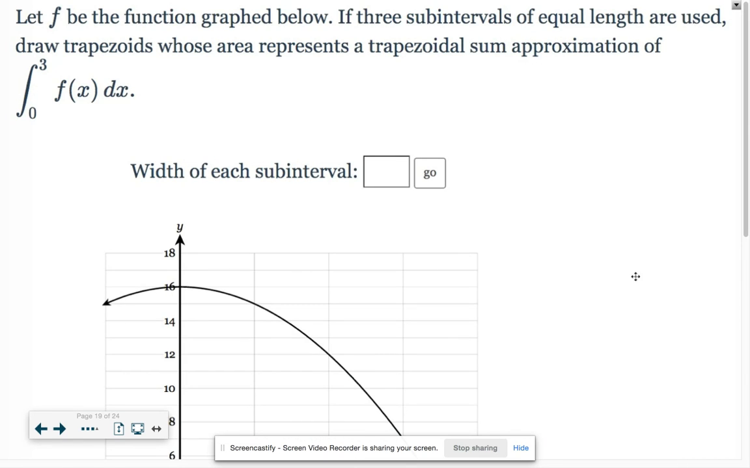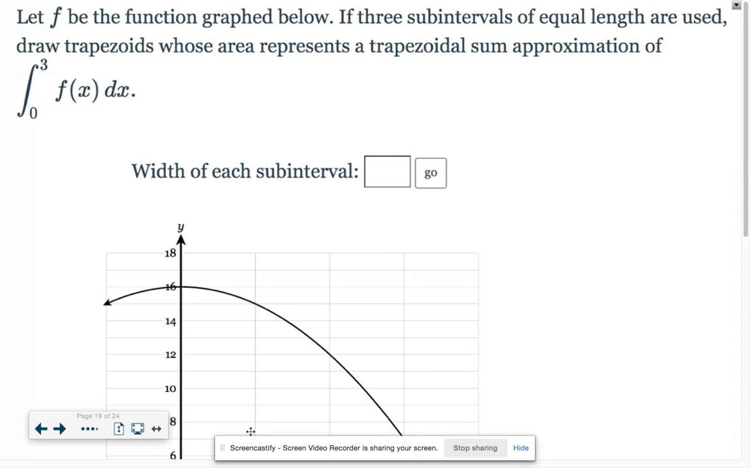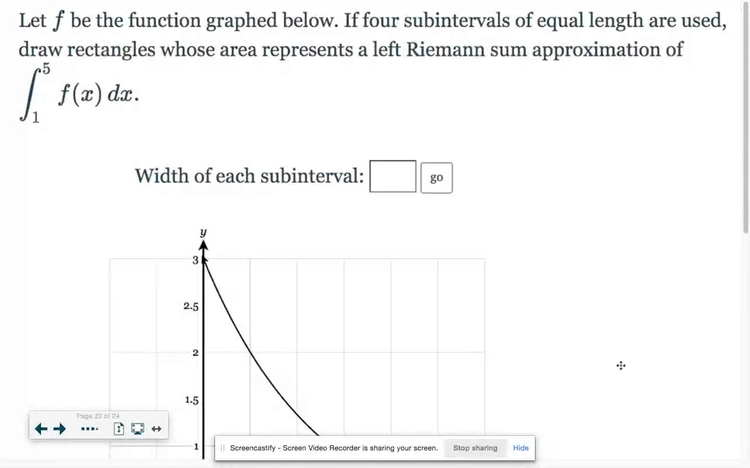All right, so here's what a question in the first section of your homework is going to look like. This is Delta Math. Actually, I think I'll go to the next one. We'll do this one first. So it says, let f be the function graphed below. If four subintervals of equal length are used, draw rectangles whose area represents a left Riemann sum approximation of this.